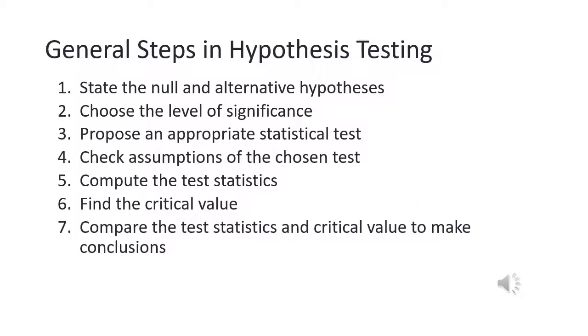So there are 7 general steps in hypothesis testing. First, you want to state the null and alternative hypotheses. You need to choose the level of significance. You need to propose an appropriate statistical test. You need to check the assumptions of the chosen test. You're going to compute the test statistics. In other words, you're going to run the statistical analysis. You're going to find your critical values and then compare the test statistics and the critical values to make conclusions.